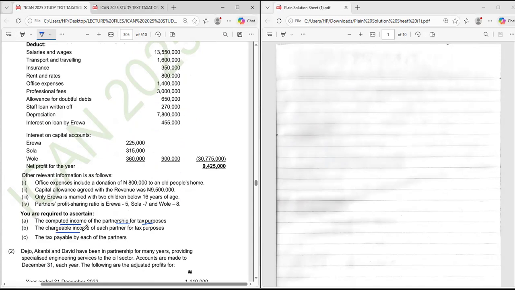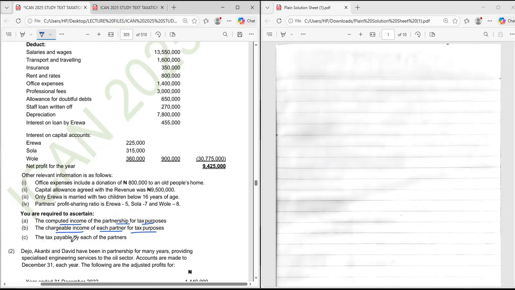Then the chargeable income of each partner for tax purpose. When you hear the word chargeable, it is in the hands of the partners. When you make income as a business, you are going to share it to the partners. So in the hands of the partner, it becomes chargeable income.